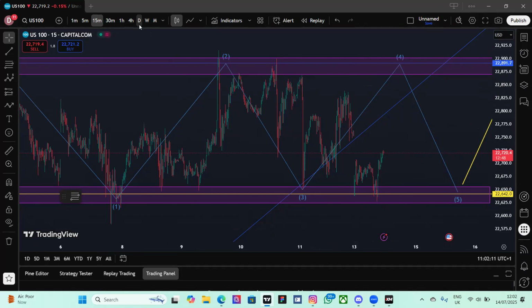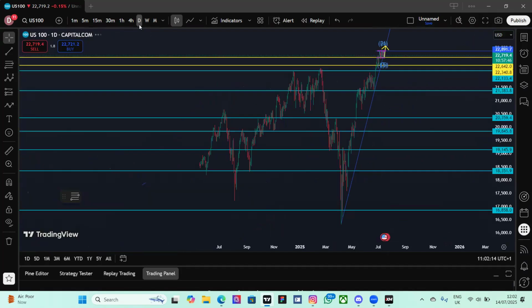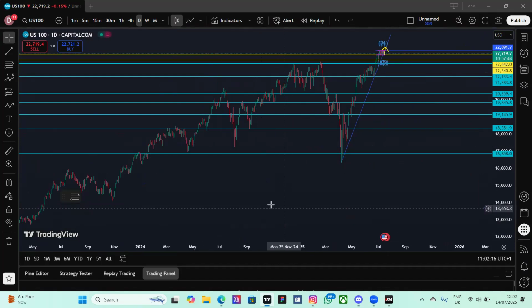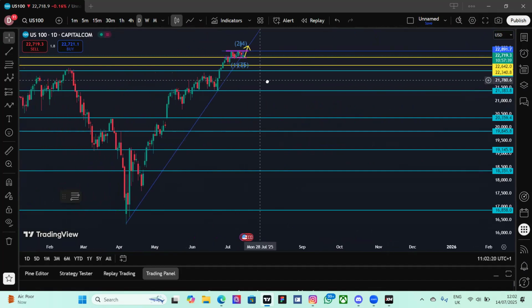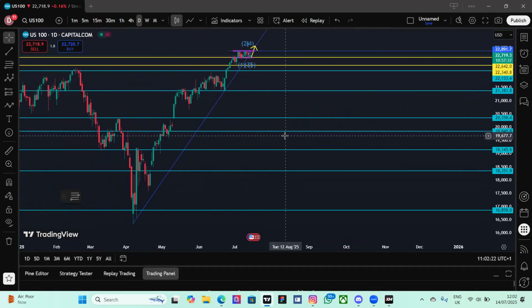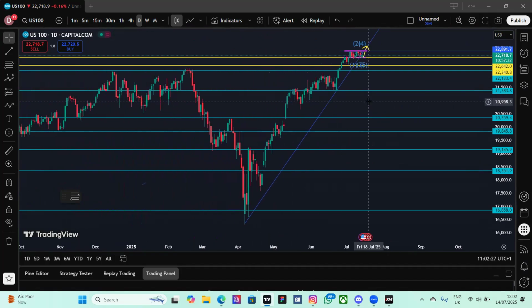We are in an uptrend overall on the bigger time frame, so I wouldn't be surprised if we eventually break up through and shoot up, going to 23,000. So we'll just have to see how things play out with NASDAQ.